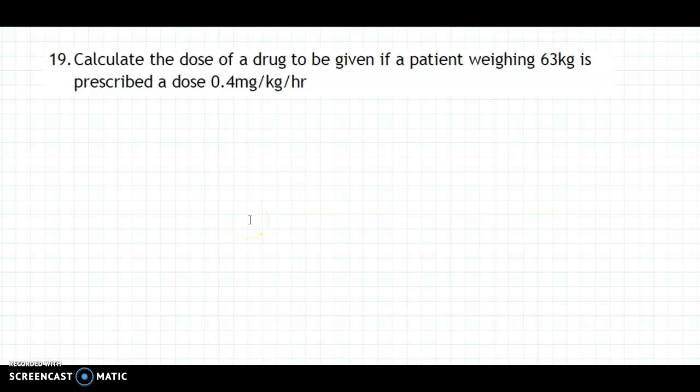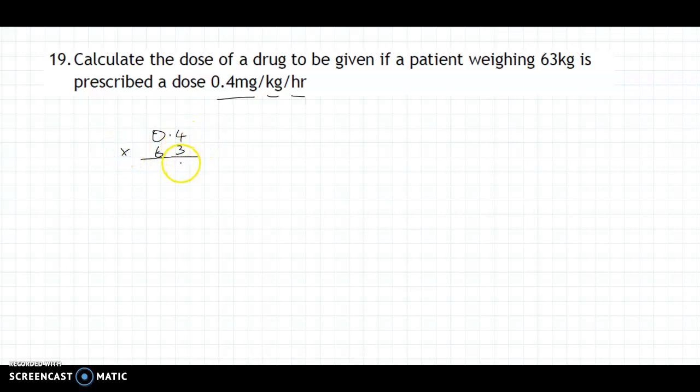Calculate the dose of a drug to be given if a patient weighing 63 kilos is prescribed a dose of 0.4 milligrams per kilo per hour. So it's 0.4 milligrams for each kilo, so we have to multiply 0.4 by 63.